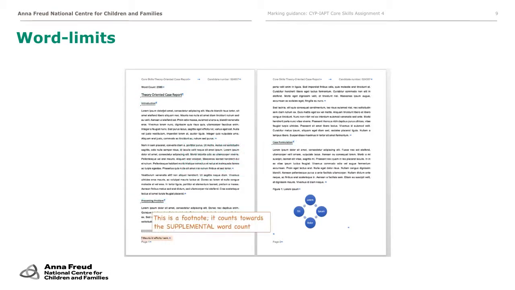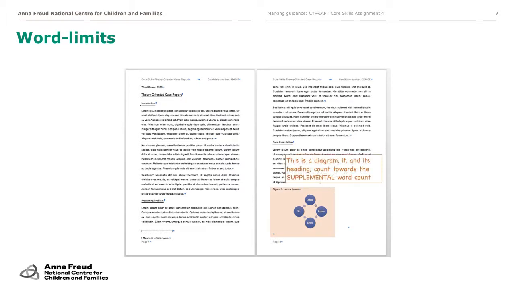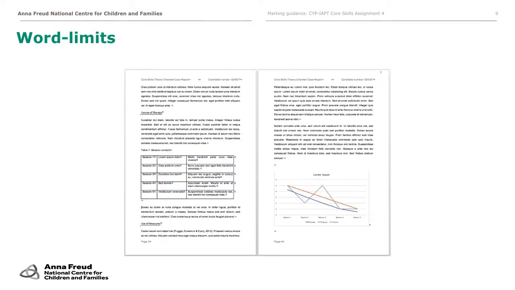Down here you can see a footnote. This counts towards the supplemental word count, but not the main text word count. Down here where it just says page 1 and page 2, this is the footer, and this does not count. This is a diagram. It and its heading count towards the supplemental word count. Now working our way through this assignment, here we see a table. It and its heading count towards the supplemental word count.